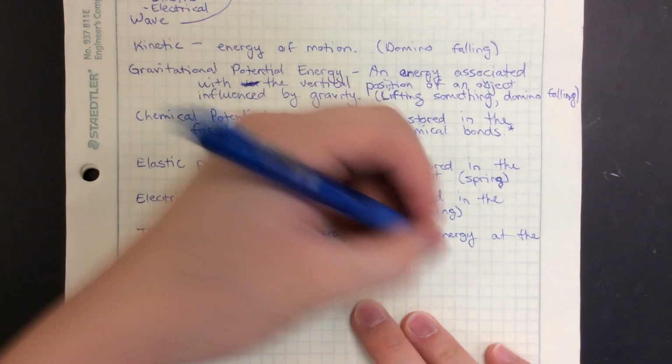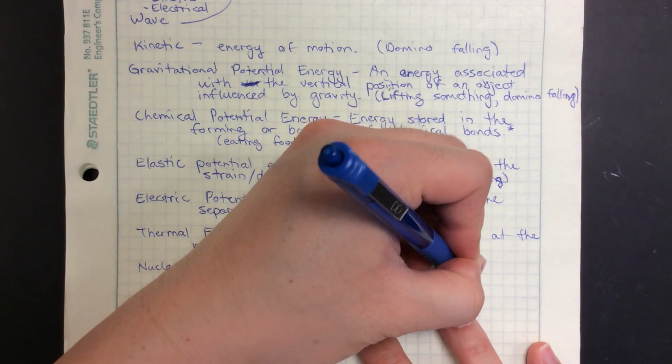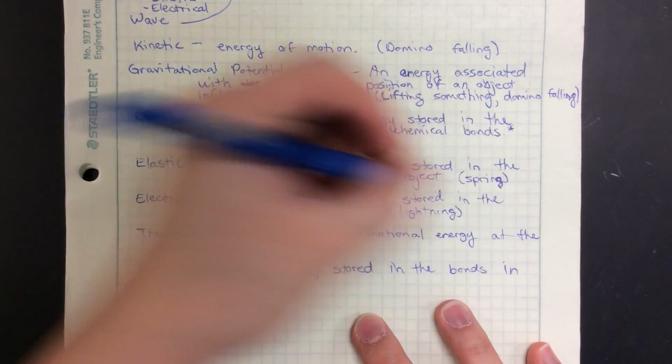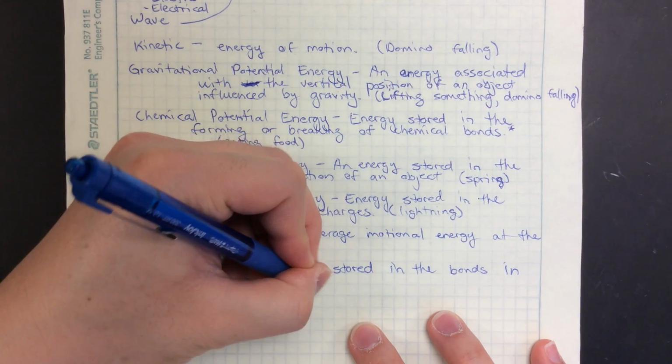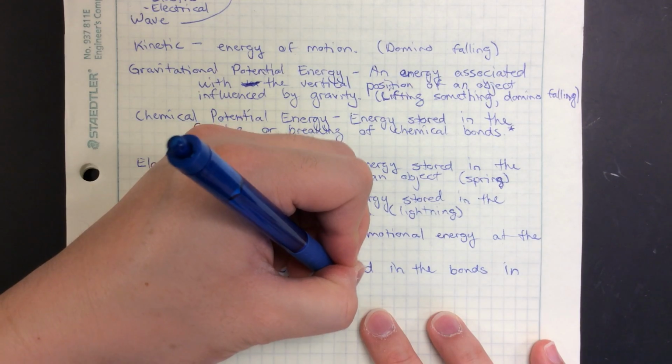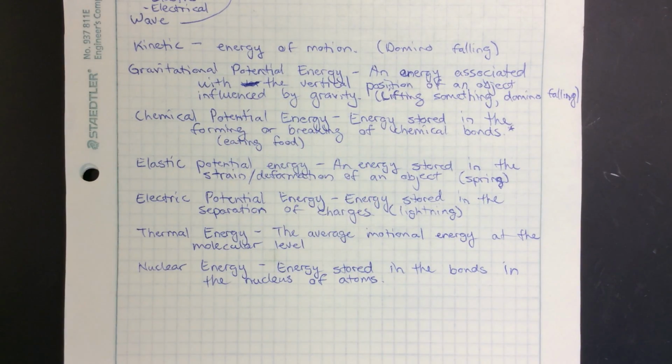Let's generalize it a little bit. Energy stored in the bonds in the nucleus of atoms. Energy stored in the bonds. So different kinds of bonds, if you really get into the subatomic, looking at the insides of protons and neutrons, and you start looking at how the nucleus can decay, you know, you have that stuff too.